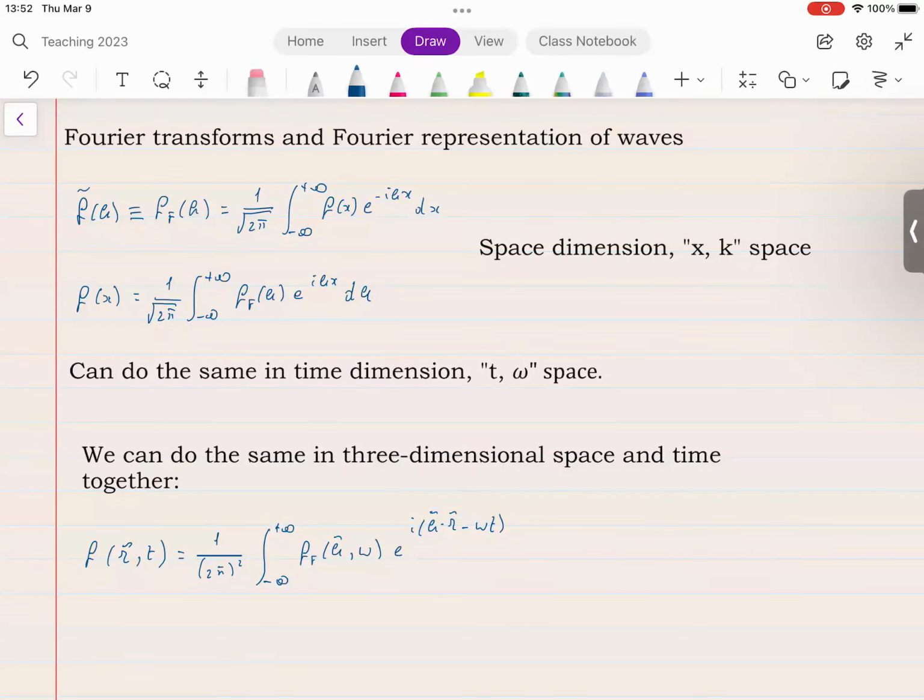The sign comes from the definition of how we define the transform. You can do it either way. The d^3k, because I'm integrating over 3 dimensions in k space, and d omega. I believe the symbols are sufficiently clear. I don't need to spend any more time on them.